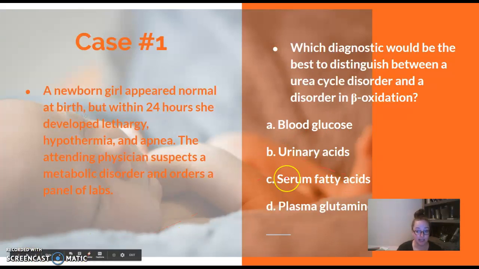If we look at C, serum fatty acids, this would be useful in detecting a problem with fatty acid oxidation, but it would be useless in ruling out problems with the urea cycle. And then D, plasma glutamine. This would be an important test to rule out a glutamine synthetase deficiency or another problem in the urea cycle, but it would tell us nothing about beta oxidation if there was anything going on there. So it looks like our best answer here would be B, urinary acids.